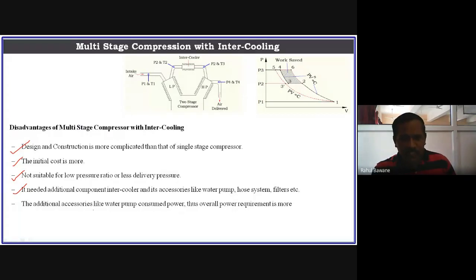The additional accessories like the water pump consume power, so even though we are saying it is negligible, no doubt it is a power loss. Whatever power is saved, definitely some part is going to be lost here.